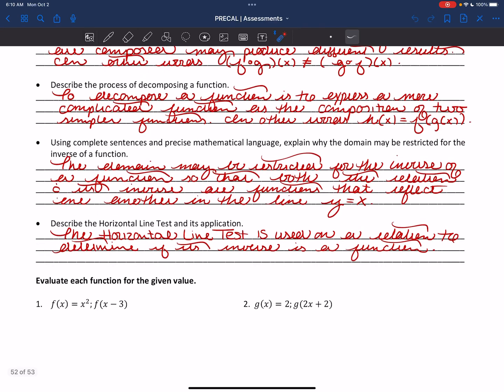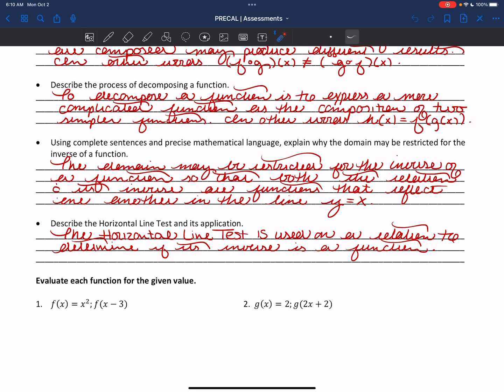And now, why would we need to restrict the domain for the inverse of a function? The domain may be restricted for the inverse of a function so that both the relation and its inverse are functions that reflect one another in that line y equals x. Very important that they are reflections in that line.